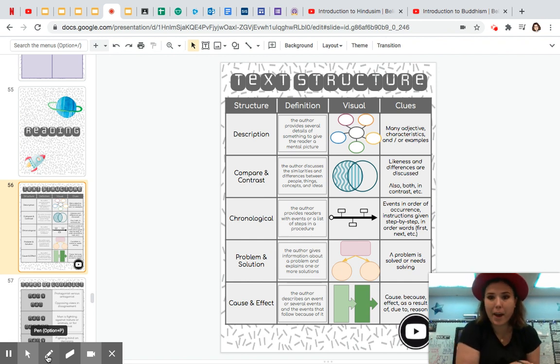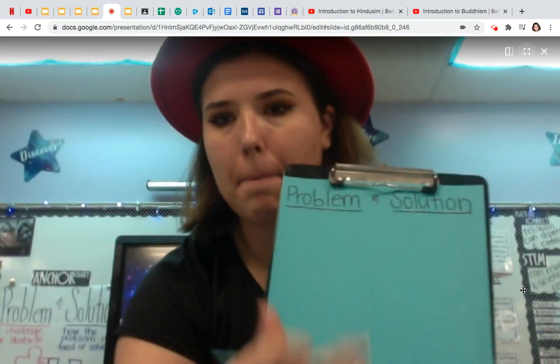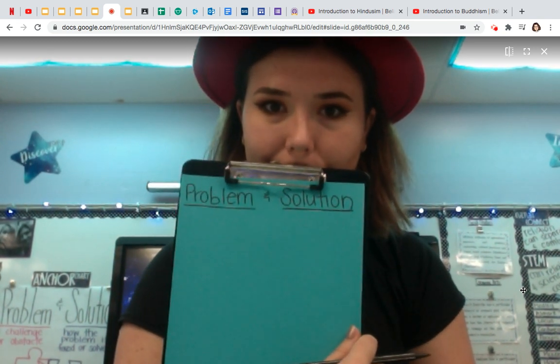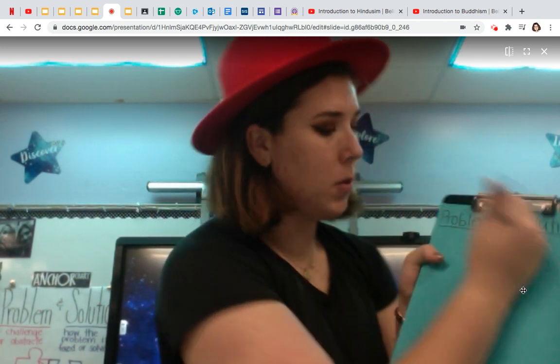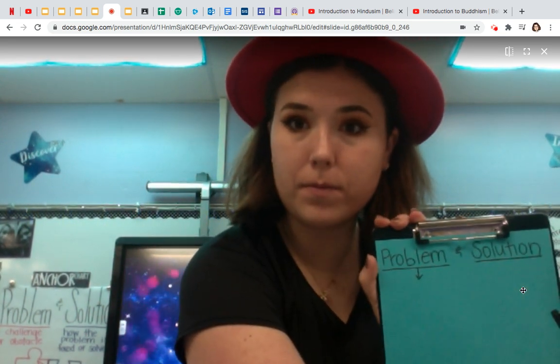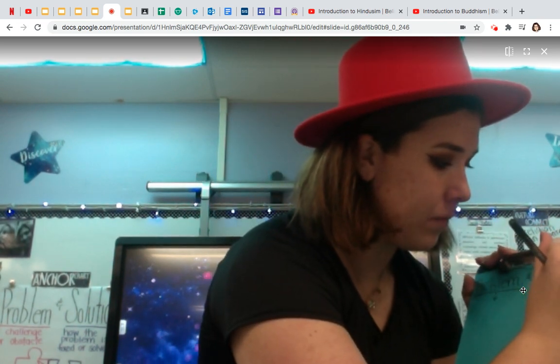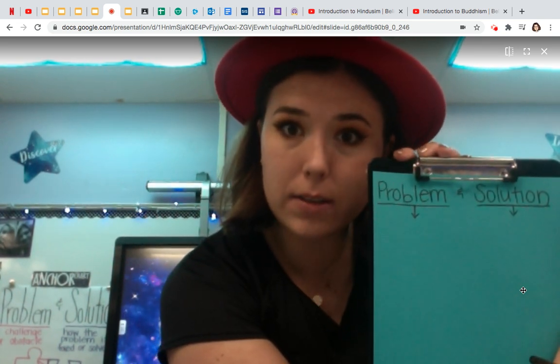Today we are going to be talking about the text structure, problem and solution a little bit more in depth. So I want you to grab a piece of paper and label at the top problem and solution. So the definition of problem, we're going to take our problem, underline it, and put a little down arrow. We're also going to do that with solution because we're going to talk about the definition of those two words.